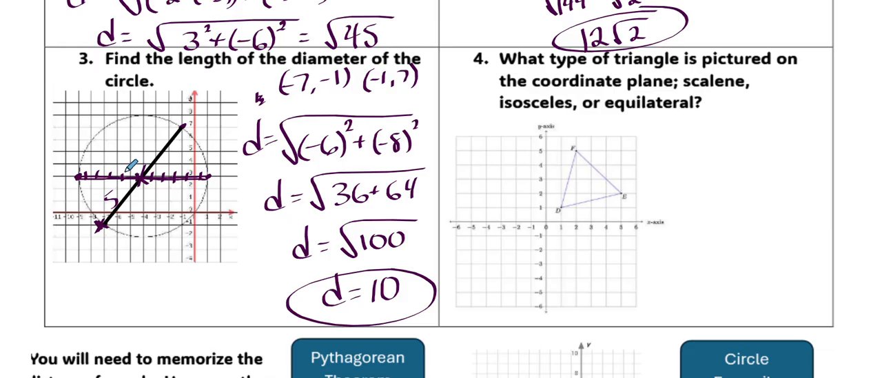All right, the last one for distance. What type of triangle is pictured? Scalene, isosceles, equilateral. Equilateral means all the sides would be the same length. Isosceles would mean 2 are the same length, and scalene would mean they're all different. So we have to find the distance between each of these pairs of points.